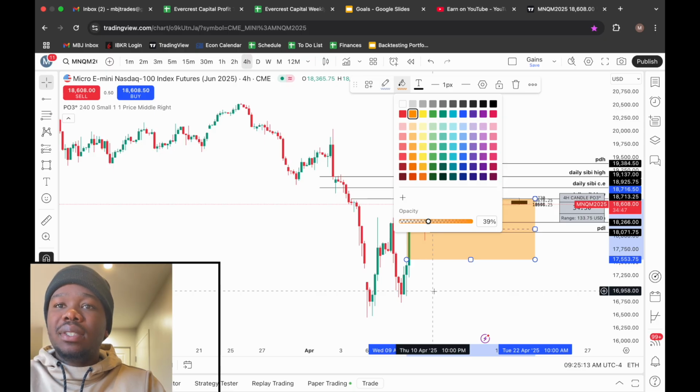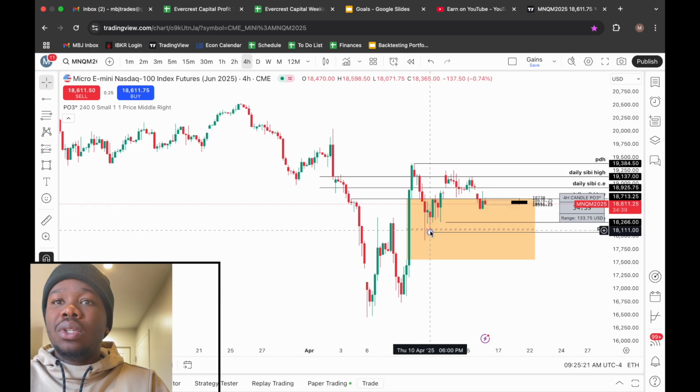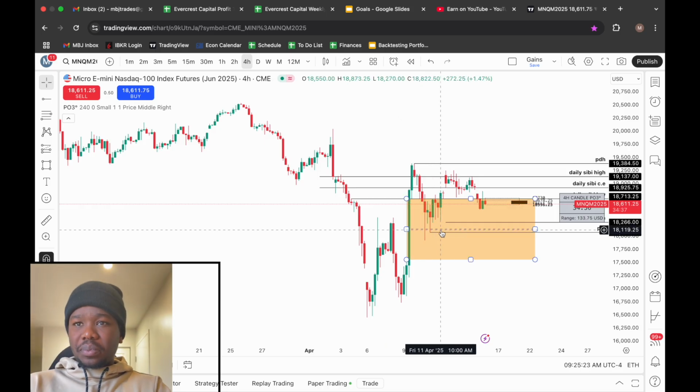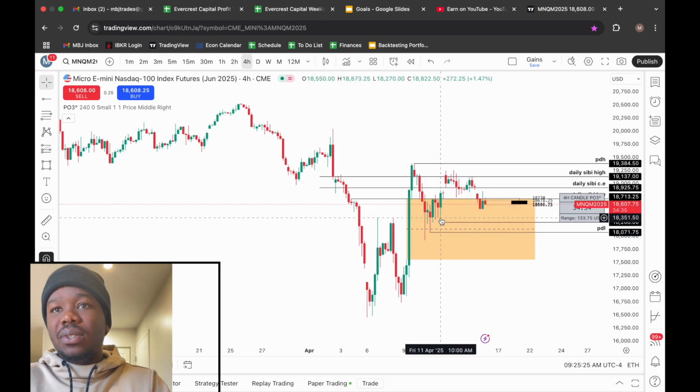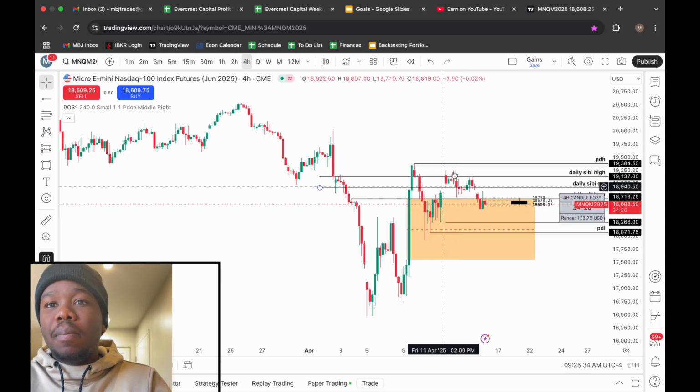We already came down into this consequent encroachment. The wicks did the damage, and then we had all candle closures above here, and then we had this nasty price action. I wouldn't even call this displacement, but I guess it is on a higher time frame.